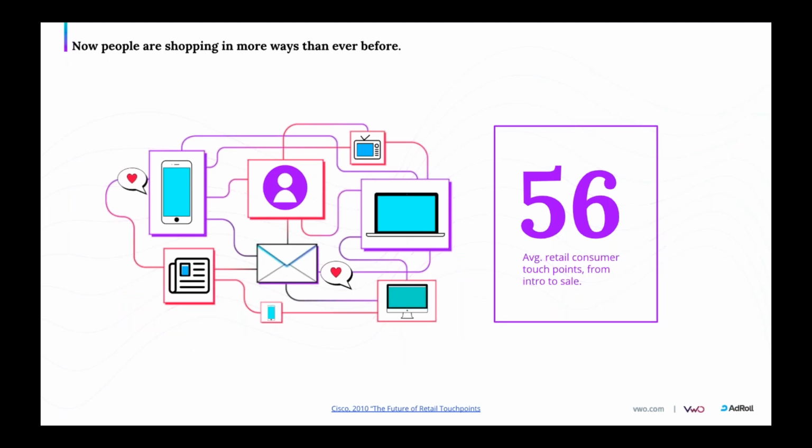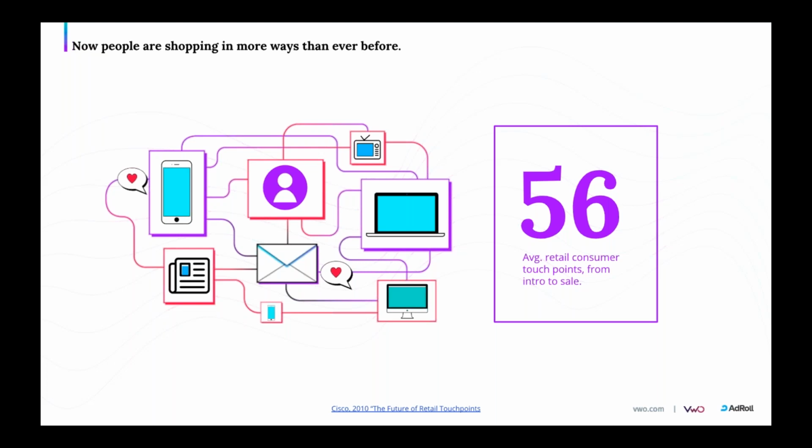So once you do this, the important reason you're doing it is because it shows you this full view of people shopping in more ways than ever before. So here's the number: 56 average retail consumer touch points from intro to sale. That's a ton, right? That's almost 60 times that your consumer might see your brand from first touch until they actually buy online. So it's really important when you're looking at the attribution model to make sure you're not only taking into account one of those channels who might be driving business for your company, but that you have a holistic view of everything together to give you great insight into the customer journey that you have.